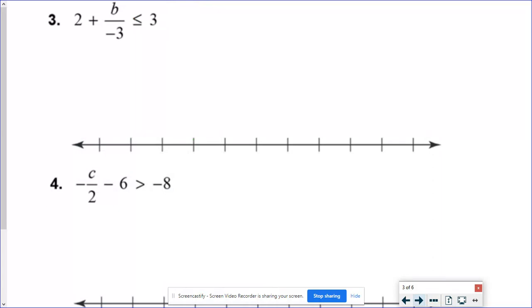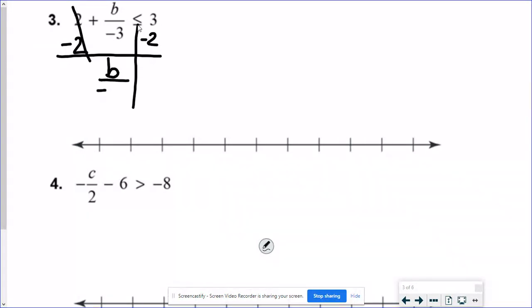Number 3, I know some of you are looking at that and freaking out a little bit because of the fraction, but remember, it's just a division. But that -3, that's what's attached to the variable. So let's just leave it alone. I want to start by getting rid of adding 2. So I would subtract 2 from both sides. And I'm going to have b over -3 is less than or equal to 1.